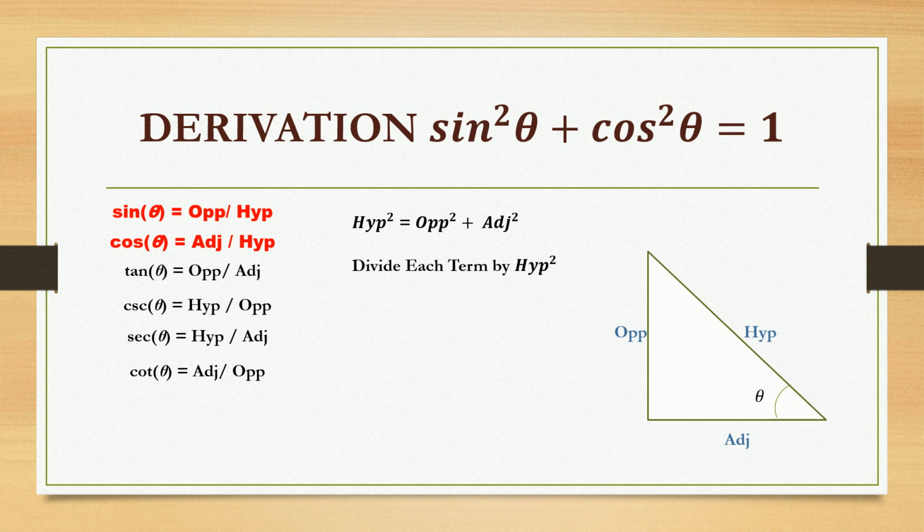Now, hypotenuse squared is opposite squared plus adjacent squared. Let us divide each and every term by hypotenuse squared. See what happens. Our identity becomes opposite by hypotenuse whole squared plus adjacent by hypotenuse whole squared is equal to hypotenuse by hypotenuse whole squared. As per the definitions, you see at the left we are given the definitions. Just apply the definitions. What do you get? Sin squared theta plus cos squared theta is equal to 1. Is it not so simple?